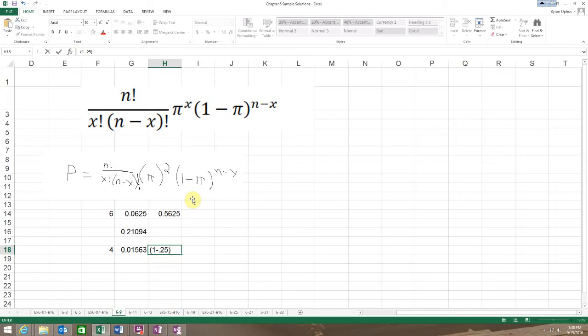And put a parentheses. Oops, I didn't do my equal again. Shame on me. Equal to 1 minus 0.25. And then to the n minus x, and n still 4, x is now 3, so that's just to the first power, which means that it's equal to 0.75. Just basically the number itself. Okay. Once again, I can multiply those, equal to this times this one times this one. And for that answer I get 0.04688, which I believe matches up with what's in the back of the book.